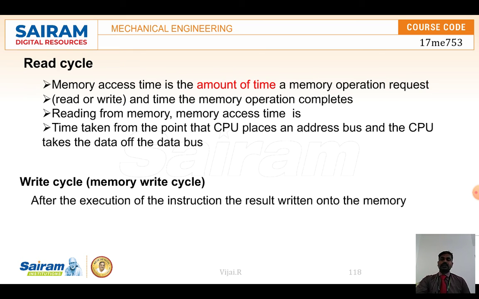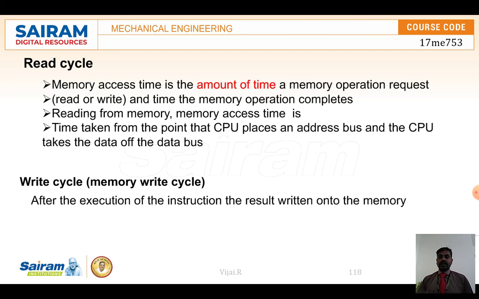So the read cycle is the amount of time taken for a memory operation request. It's the time taken for completion of the reading from memory. Access time is when we are reading from the memory, how much time it will take from the CPU placing the address on the address bus, and then it will take to the data bus. So this is the time cycle.